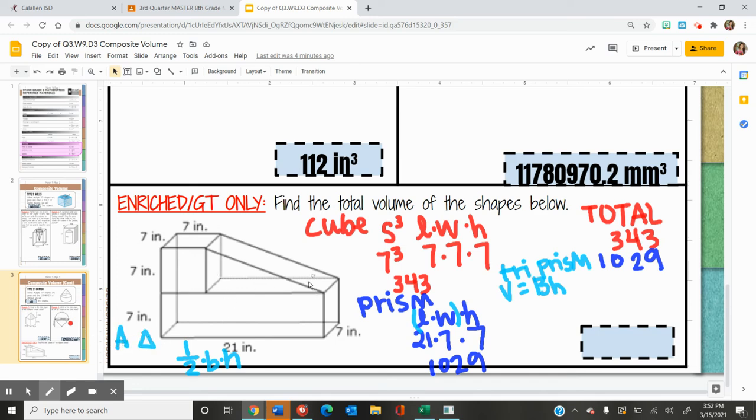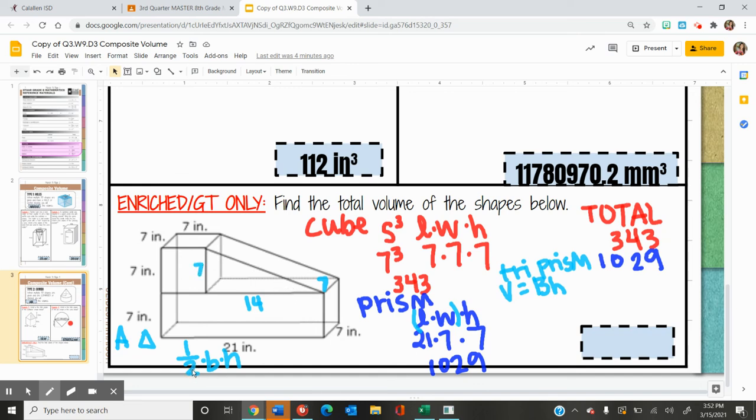So first, I'm missing some dimensions here. I know that the height of the prism will be 7. That's the distance between my base shapes. But it tells me that overall the distance here is 21. I'm just concerned with this piece right here. Well, the length of this is 7. So 21 minus 7 is 14. So this side is also 14. And then if this length is 7, then this height is also 7.